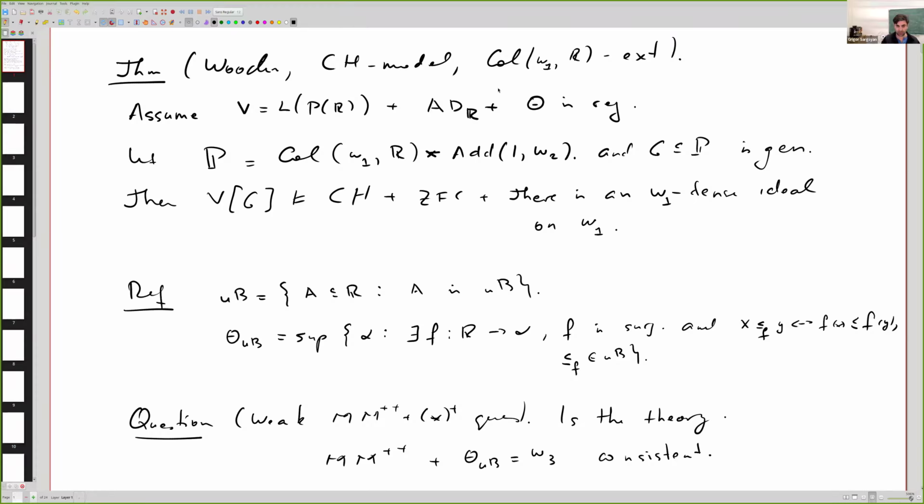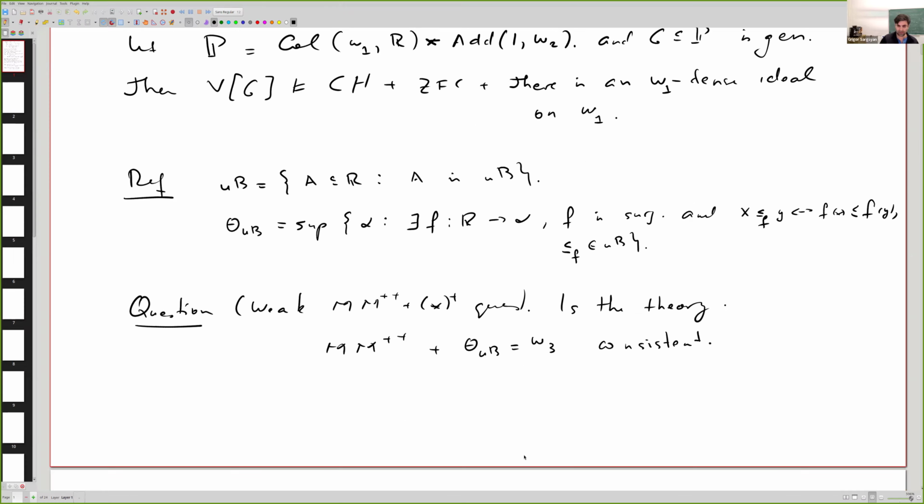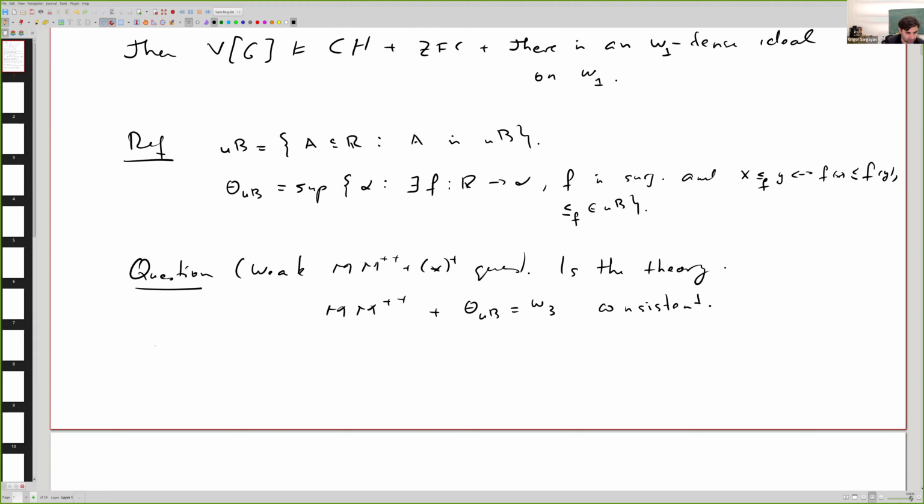And we don't know if MM plus plus is consistent with star plus. We know that now MM plus plus implies star. But even for this weaker version, we don't know if theta UB is omega-3. I will ask an even different, stronger question. We don't know, for example, can you force theta UB is omega-3 or theta from large cardinals?